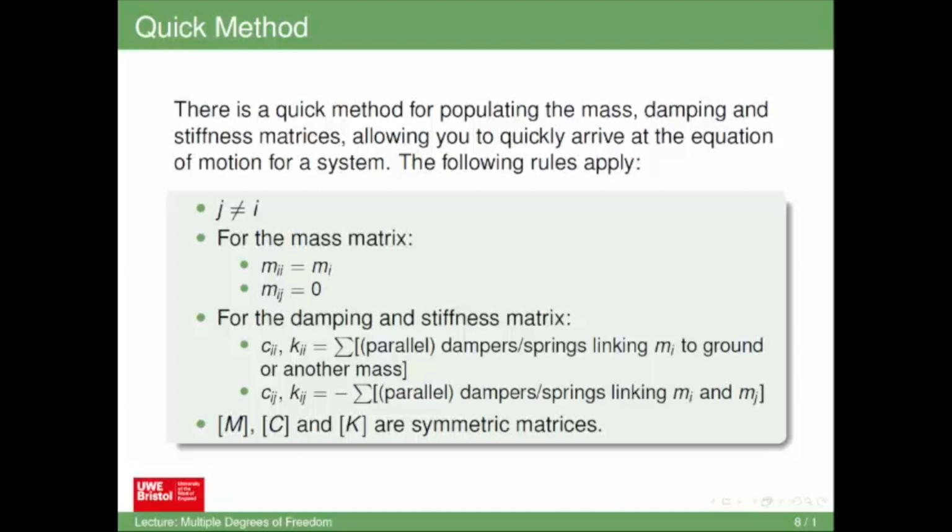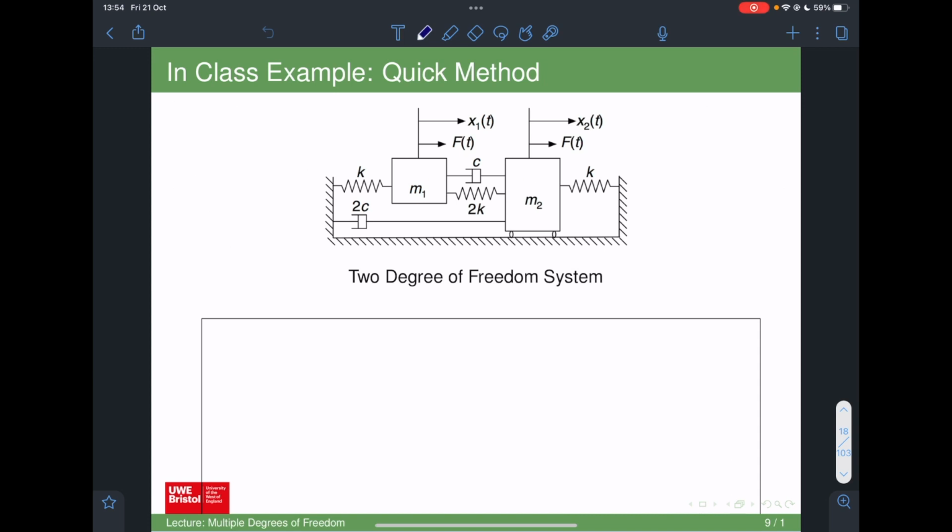So I've got an example of that. We've got this 2 degree of freedom system up here. You've got springs and dampers and all sorts of things joining the masses. So what you do is you set up your mass matrix: M1, M2, 0 and 0, multiplied by x1 double dot, x2 double dot. There's my mass matrix. Like I said, it's very straightforward. You just set up the masses down the diagonal.